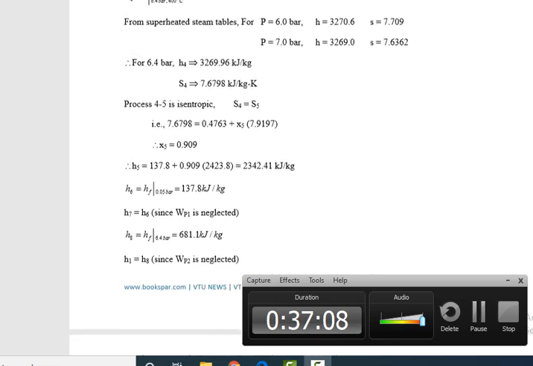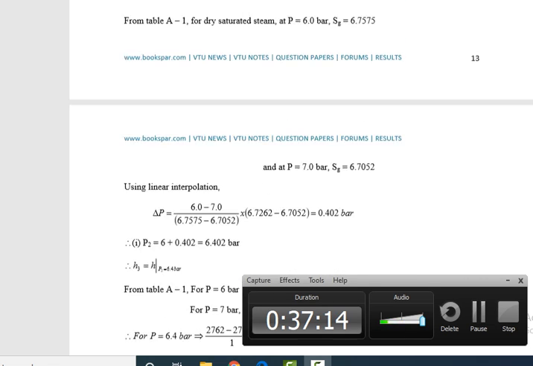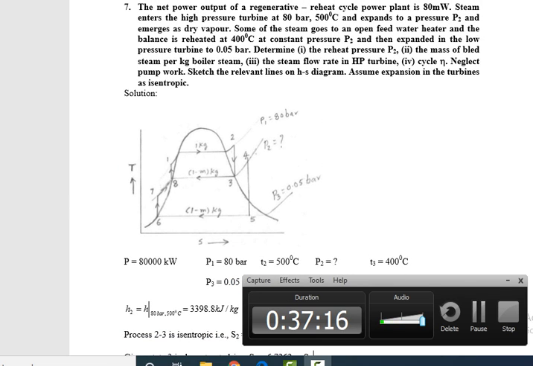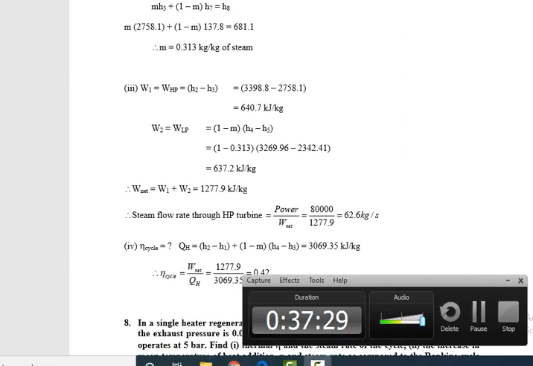Again, then go to this one, find out the W2, 1 minus m, H4 minus H5. This is the region, H4 minus H5. This is the region. Pump work 1 is from 2 to 3, and pump 2 is from 4 to 5. And from this one, put the values, and you are getting W equals 637.2.